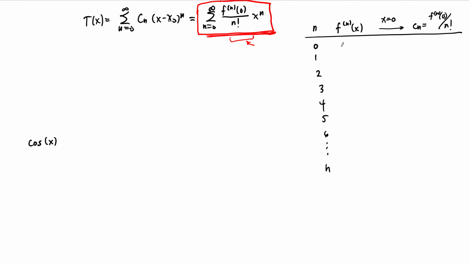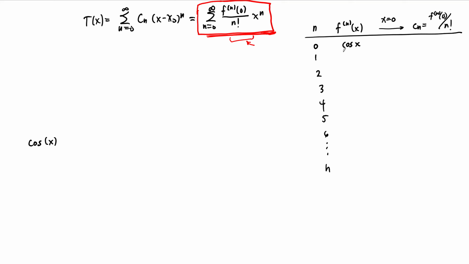Cosine of x is the function, right? So the 0th derivative is just the function itself. When I do these problems, I like to fill out at least the first few derivatives first, and then go over and fill in the coefficients. You can do this any way you want, as long as you make sure that you take care of everything, right? But I'm going to go the way that I'm used to, which is take a bunch of derivatives.